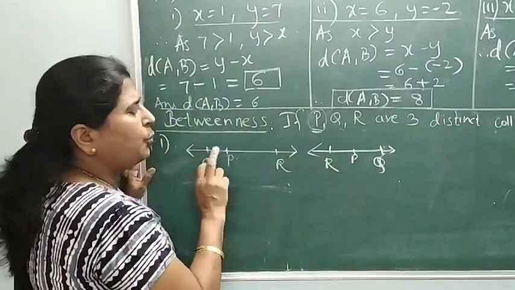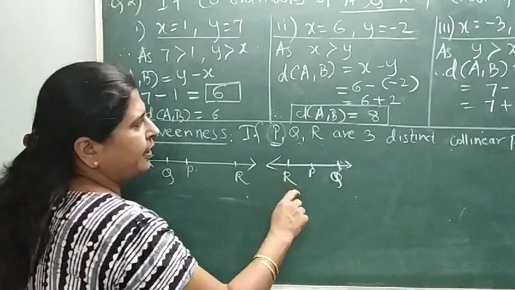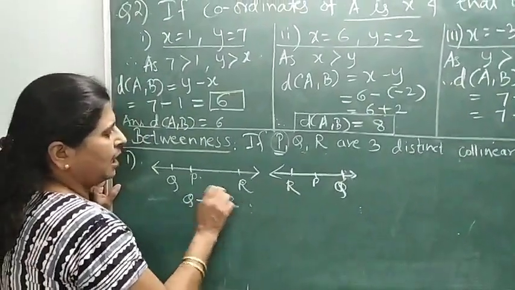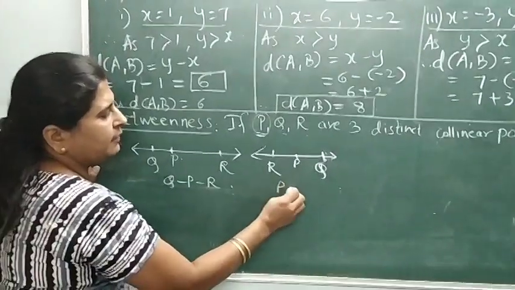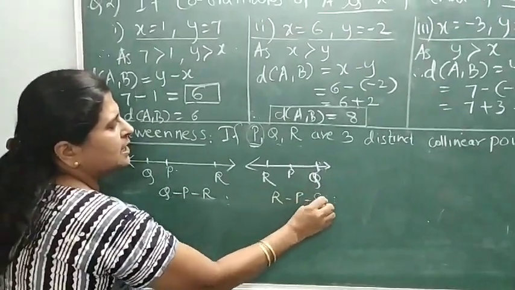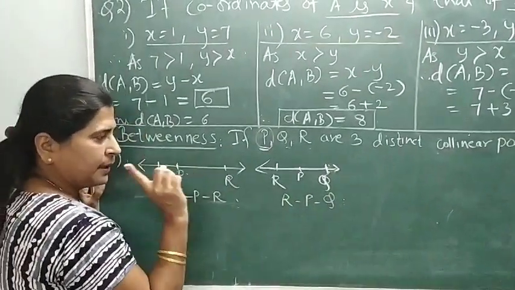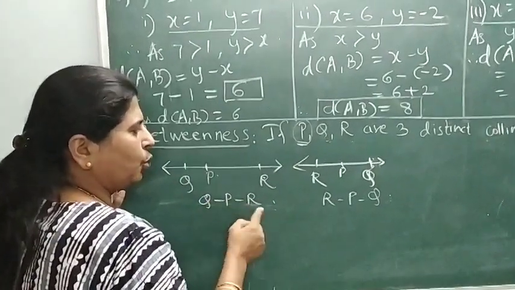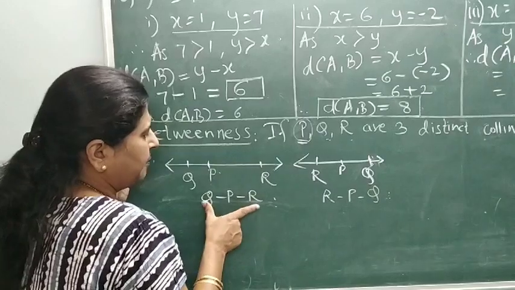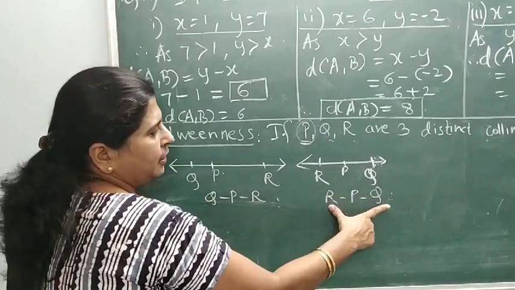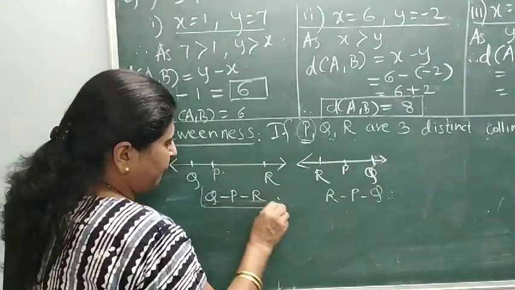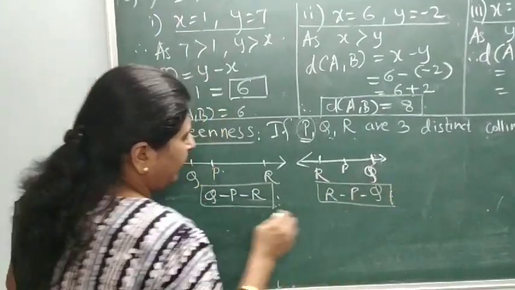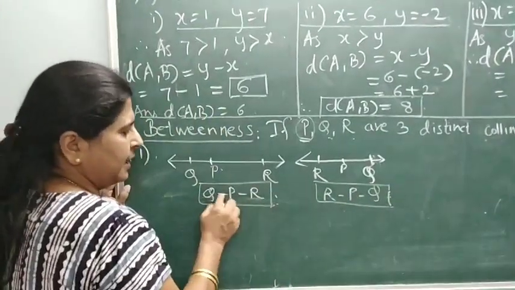How do we write this symbolically? For this situation we can write Q-P-R, and the same thing we can say R-P-Q. So one case is that P is between the other two, Q and R. It can be Q and R or R and Q. Writing this way, using the symbol, is called betweenness: write the points and in between a dash.